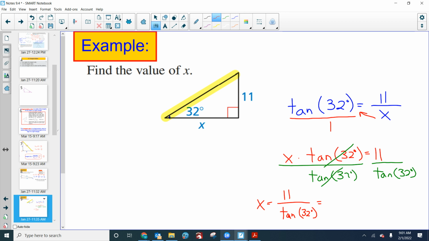We're going to round it to the nearest hundredth, 2 decimal places. Can you help me out? 17.60. What is that? That is the missing side in this right triangle. It was the adjacent side to 32. 17.60. Did that make sense?